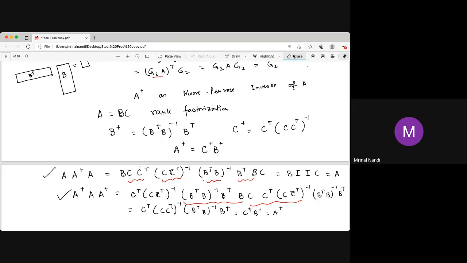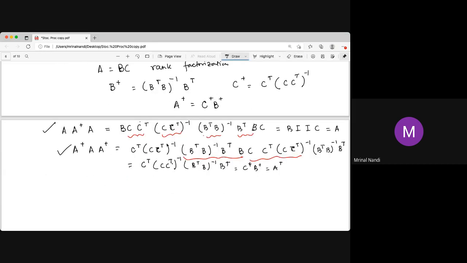Next we have to show that (A A plus) transpose is A A plus. We have to show this whole transpose is actually itself. And how do you show this? This is nothing but A means BC, and A plus is C plus B plus. C plus is C transpose (C C transpose) inverse, then (B transpose B) whole inverse, then B transpose, then whole transpose.